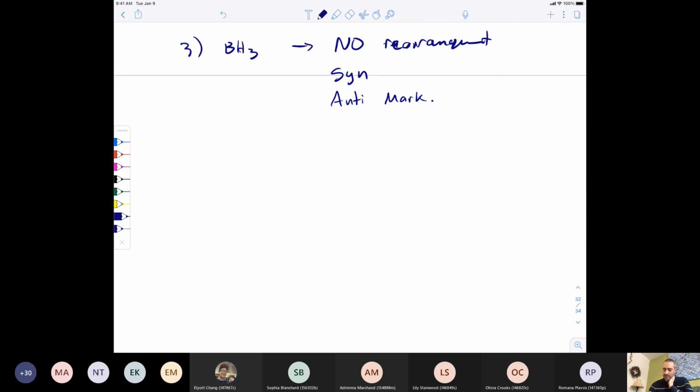So yeah, if you have an alkene, this is a radical addition of HBr. This gives you this product.